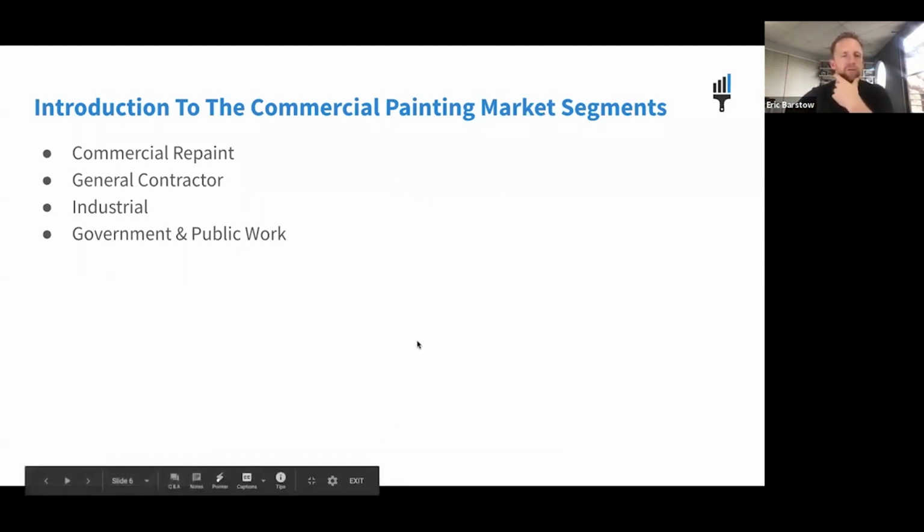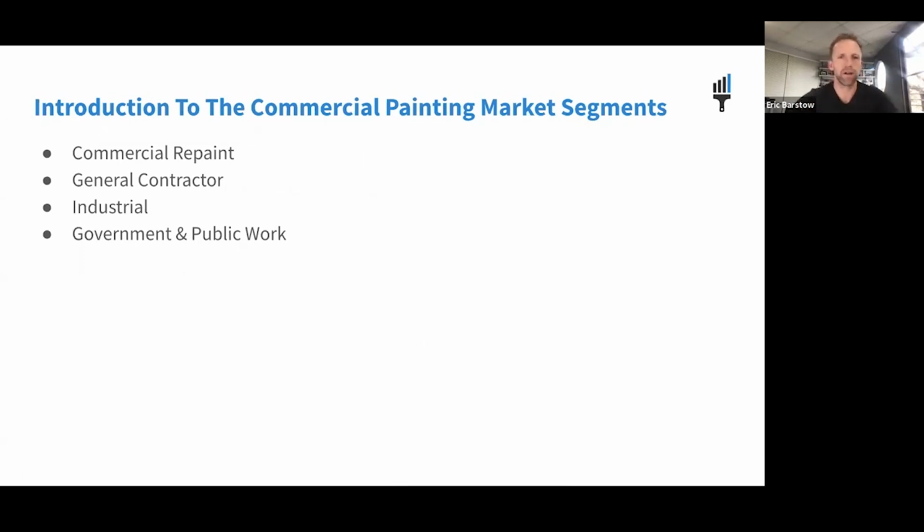So, to keep this simple, there's really 4 segments of the market in commercial painting. And we go into a little bit more detail than this in the course, but there's commercial repaints, light commercial repaints and large commercial repaints. Then there's general contractor, light GC work and large GC work, just referring to the size and scope of the projects. There's light industrial, and then there's government and public work. So we're going to dive into a little bit more detail about all 4 of these segments.